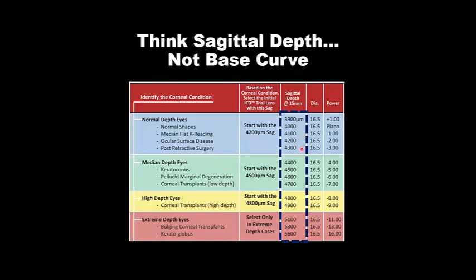So notice the lowest sagittal depth trial lens, 3,900 microns, and then it goes up by 100 micron increments all the way to 4,900. The vast majority of patients you're going to fit are in this range. And then for very extreme cases, which will come up very, very rarely, you may need some of the highest depth lenses, the 51, 53, 56. These are for real bulging eyes, the bulging corneal transplants and keratoconus globus. Otherwise, we're always operating in this range here. Now, another thing you'll notice is that we reference sagittal depth, but there isn't a reference to base curve. And that's because, again, we're always going to think about sagittal depth from this point on.